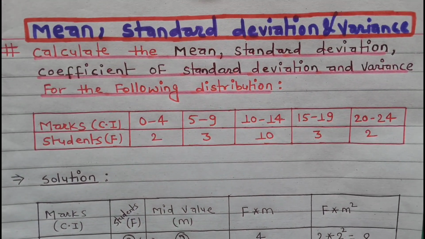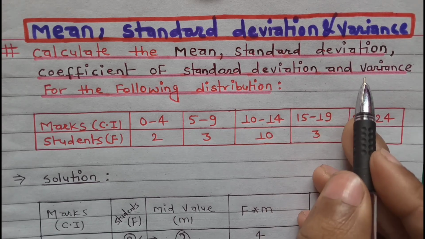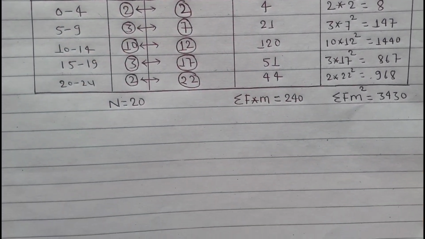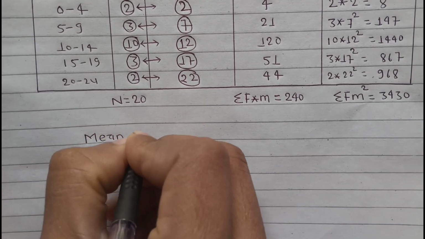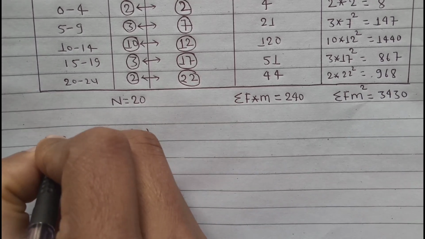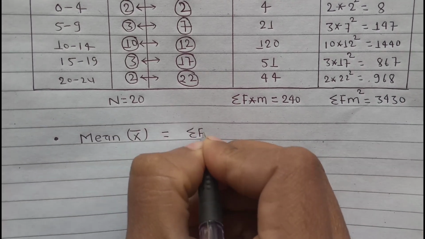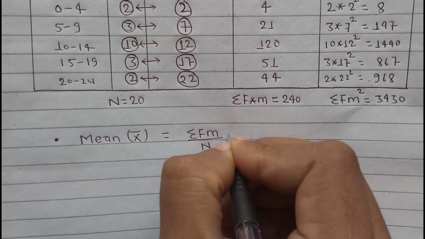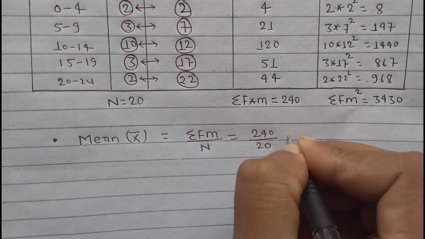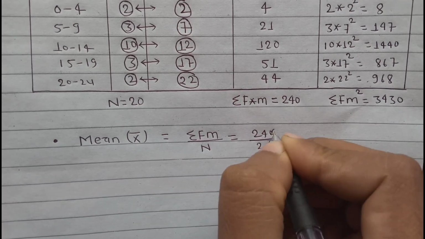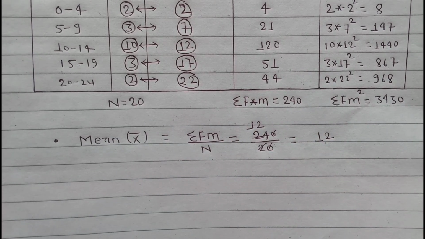Now let's check the question. What is the question? Calculate the mean, standard deviation, coefficient of standard deviation and variance. Let's go to solve. First of all, we have to calculate the mean, which is denoted by x bar. The formula of mean is summation fm divided by n. Here summation fm is 240, n is 20. If we divide, 0 0 cancel, mean is 12.